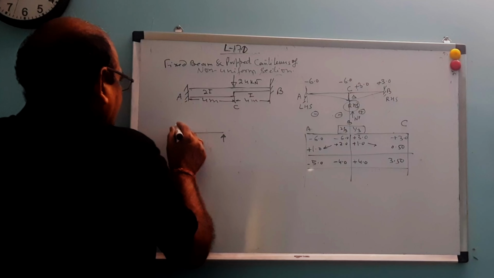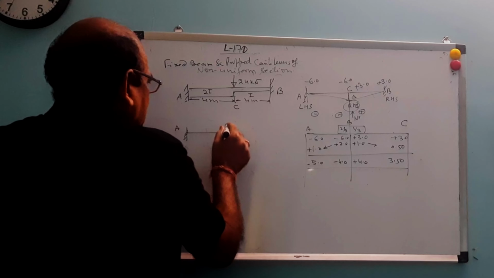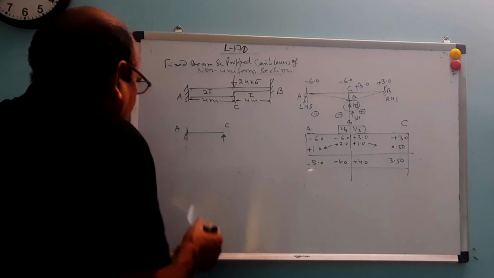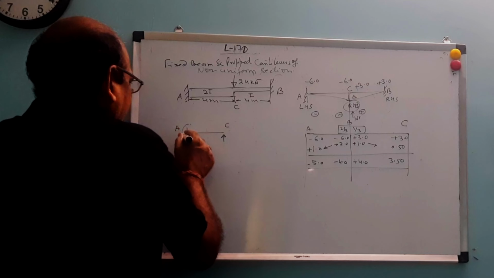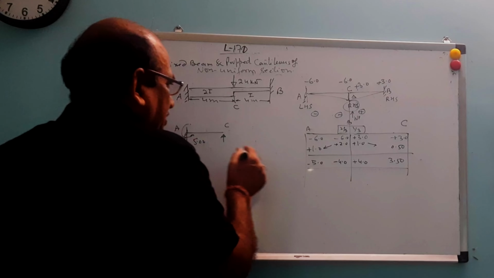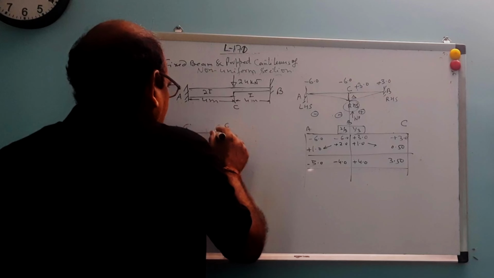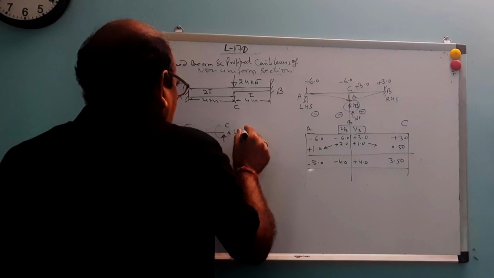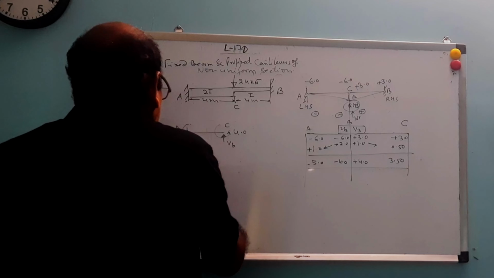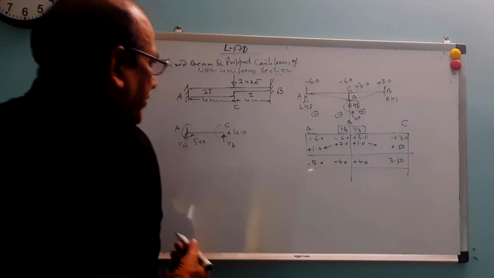We are taking part A to C. What is there? There is a moment 5.0, which is anti-clockwise. And this is also anti-clockwise, this is 4.0. If this is your BV and this is your BA, what will happen?